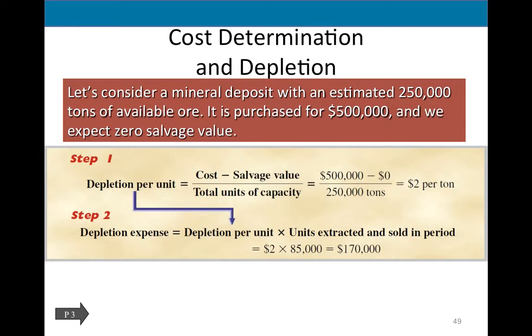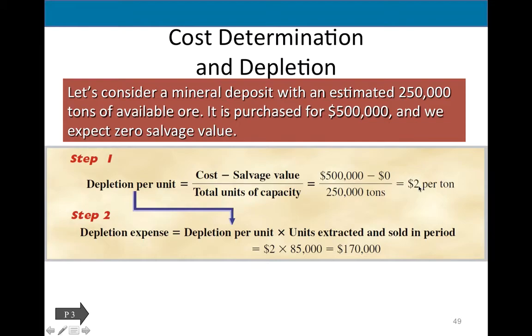Guys, the way we're going to calculate depletion is the same as units of production. So every time I extract 1 ton of ore, my mine is depleted by how much? What's the depletion per unit? Cost minus salvage value divided by total units of capacity. So depletion per unit is $2.